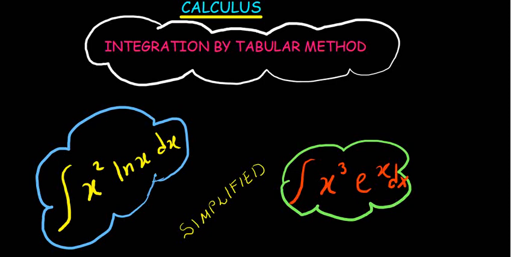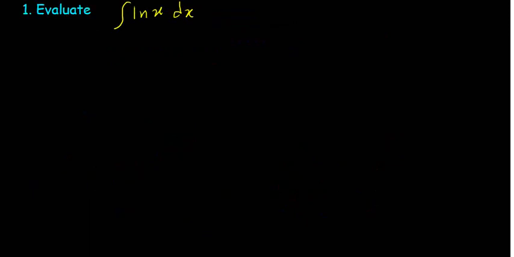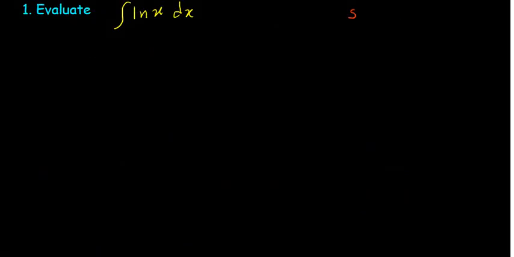We're going to go over the integral by the tabular method. The first question: we want to evaluate the integral of natural log of x dx. When you are using the tabular method, all we put is a column of signs, derivatives, and integrals. The signs start with a positive, then they alternate: negative, positive, negative, like that. Now from here, we are going to look at the two functions which are multiplying.